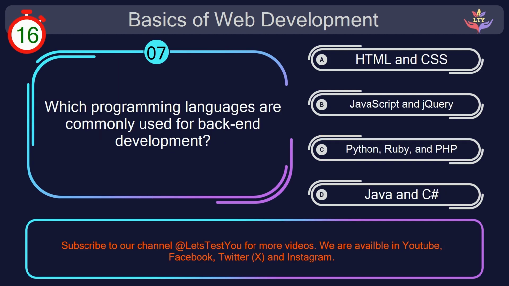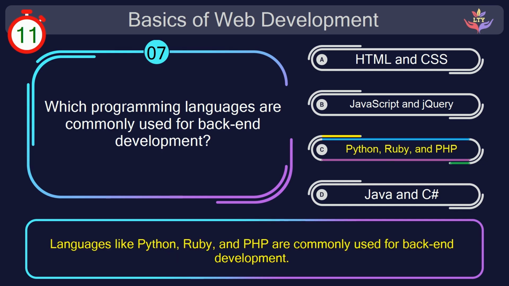Question number 7. Which programming languages are commonly used for backend development? Your countdown started. 10, 9, 8, 7, 6, 5, 4, 3, 2, 1, here we go. The correct answer is option C. Python, Ruby, and PHP. Languages like Python, Ruby, and PHP are commonly used for backend development.